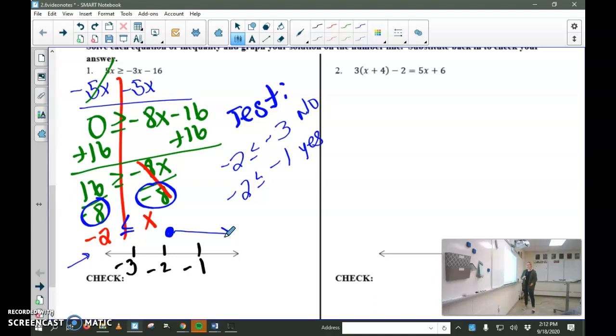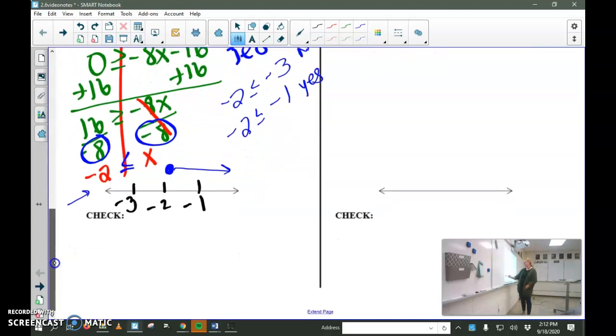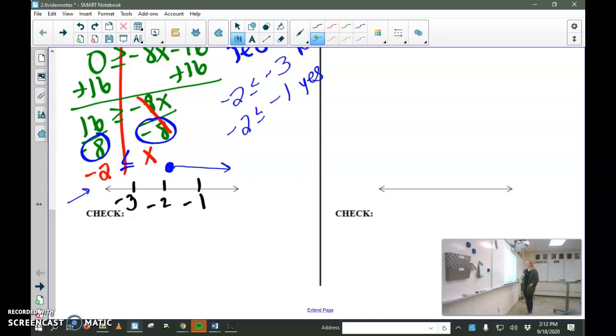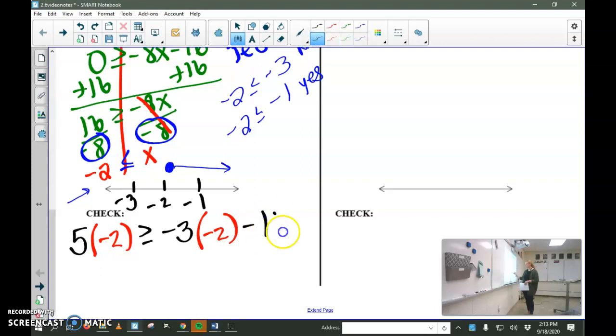Okay? But again, I want to check to make sure that -2 is actually the right answer. Like, did I go through this process and get the right number associated with x? So in order to do that, I would take my original inequality, 5x. Well, in place of x, I would put the number I found associated with x, -2, okay? Greater than or equal to -3. Replace the x with a -2 minus 16.